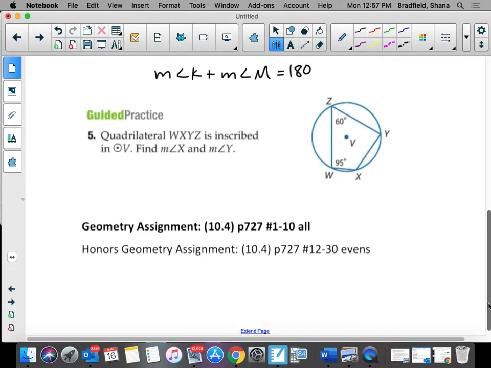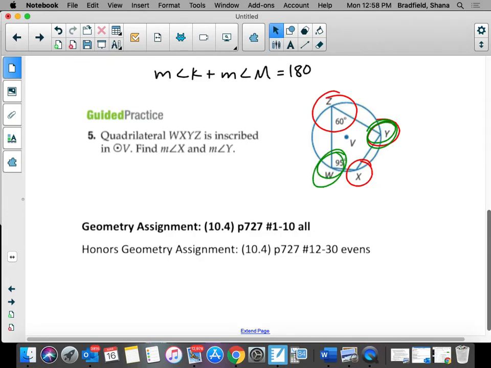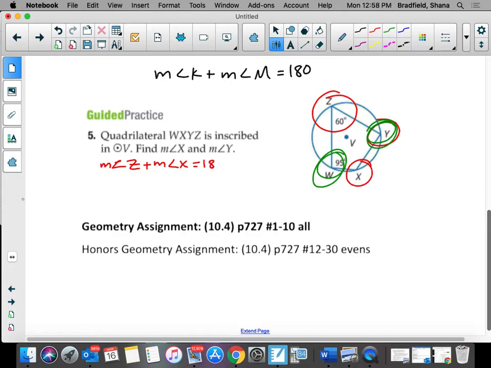So we're going to test that out. It says quadrilateral WXYZ is inscribed in circle V, so it is a quadrilateral. And like I said, opposite angles are supplementary when we have that. So these guys would be supplementary, and let's pick a different color here. These guys would be supplementary to each other. We want to find the measure of angle X and the measure of angle Y. And so if I'm looking at the X there, the red ones, the measure of angle Z plus the measure of angle X is equal to 180.